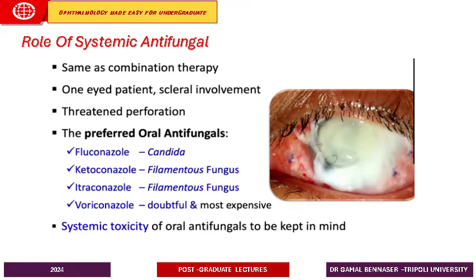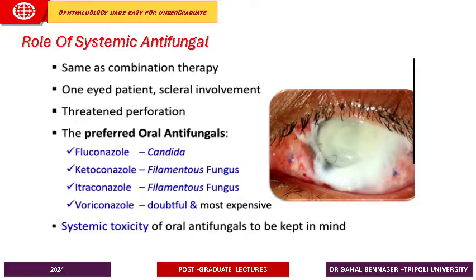Now, another aspect of the discussion is the role of systemic antifungal. Based on the MUT study number 2, regarding the use of oral voriconazole, they found no additive effect of oral voriconazole along with topical medications, for different reasons. Voriconazole is very expensive and it also has a hepatotoxic effect.